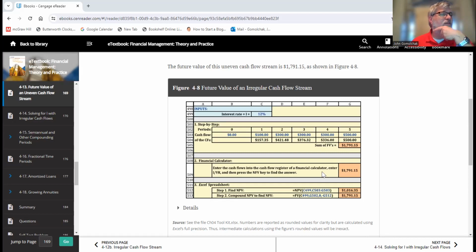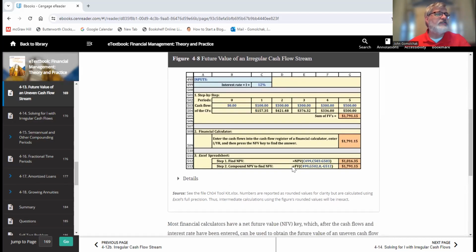Here's your calculator version. Here is your Excel spreadsheet. It's going to take 2 steps. First, we have to find the net present value, and then we have to put it into the future. Okay, so there's no one step here. We have to go backward in time and then go forward in time. All right, so going back to my spreadsheet.